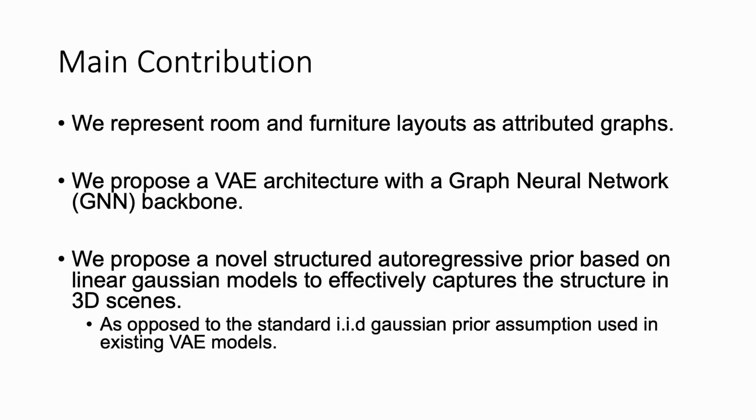We represent room and furniture layouts as attributed graphs where nodes correspond to different furniture items or room items, for instance the walls, windows and so on. Then we propose a VAE architecture using graph neural networks for parameterizing the encoder and decoder. Finally, we propose a novel structured autoregressive prior based on linear Gaussian models which effectively captures the structure in 3D scenes. This is in sharp contrast to what is typically done in current VAE models, where predominantly it's assumed that the prior is a standard IID Gaussian without any autoregressive structure.